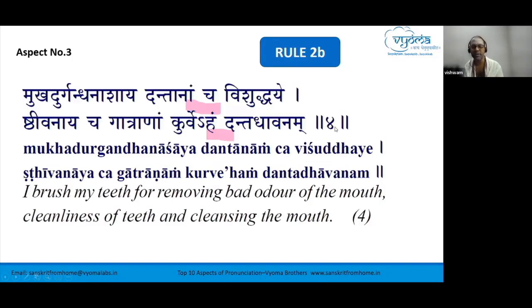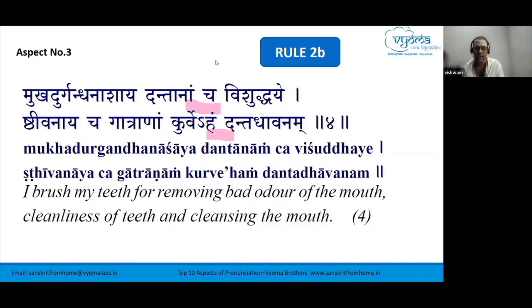Now the most important question. Sir, if it comes within the pada or between two independent meaningful words, what happens to this rule? Okay, quickly, Kavyashri, can you read this shloka? Mukhadurgandhanashaya dantanam cha vishuddhaye, stevanaya cha gatranam guruveham dantadhavanam.